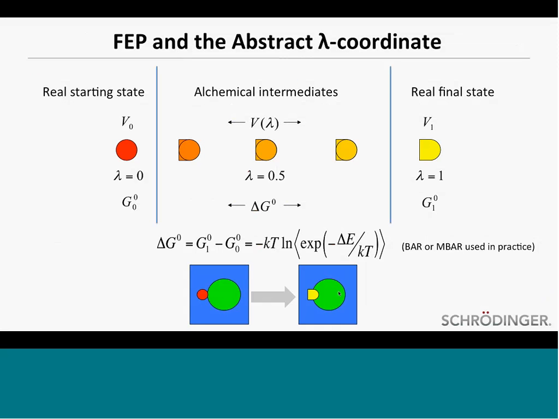That involves simulating both the starting state and the final state, or state A and state B, and a whole bunch of intermediates that have a mixed character between the two. And there's a whole physics associated with doing this properly, but if those intermediates are close enough to one another, you can make sufficient approximations that allow you to calculate the energy difference between state 0 and state 1 accurately.